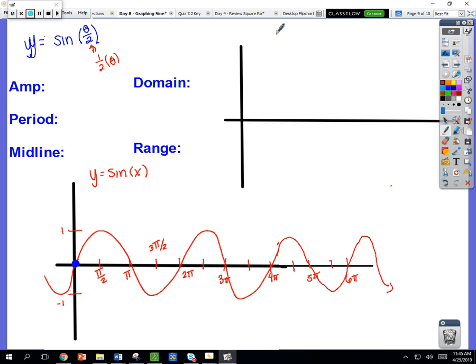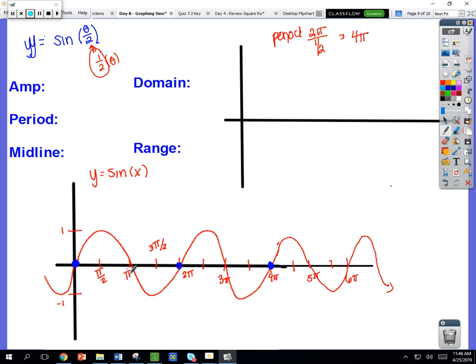So in order to figure out what the period is, it's 2 pi over whatever is being multiplied times theta. So in this case, it's 2 pi divided by 1/2. So when I divide 2 pi by 1/2, I end up getting 4 pi. So that means where this thing ends, instead of ending at 2 pi, is going to actually end at 4 pi. So for my new function, this is where the cycle is going to end.